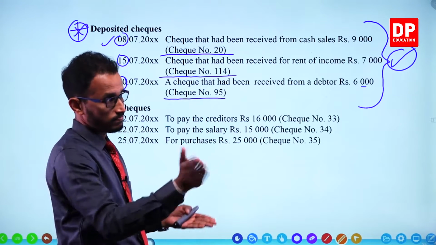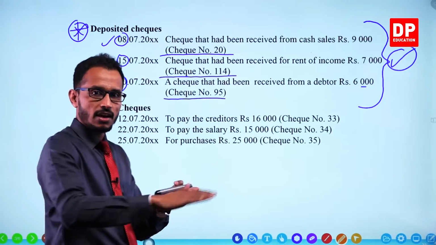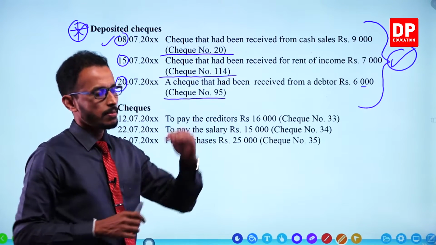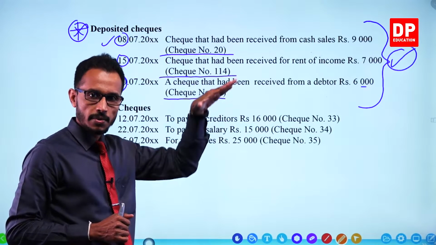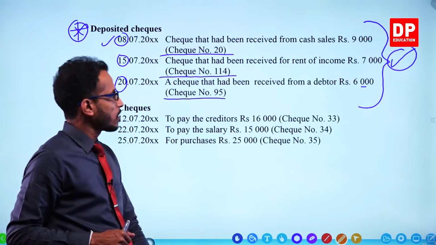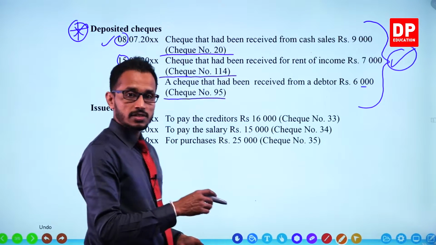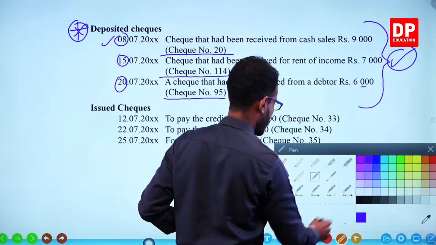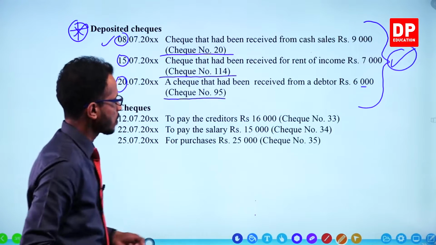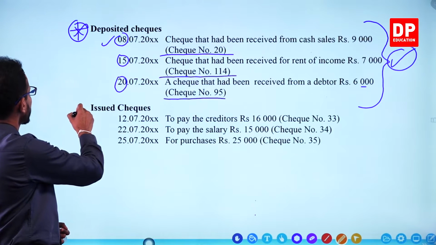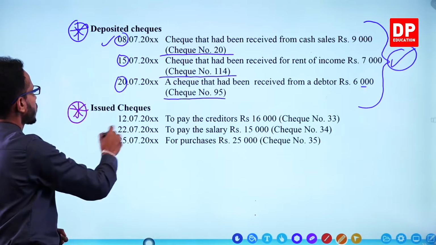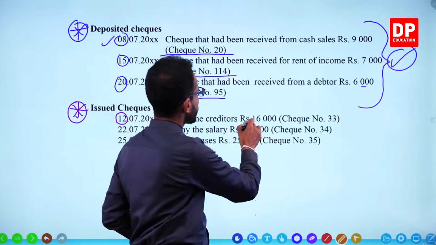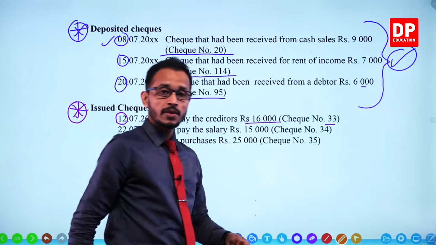So customers get our checks, they go to our bank, they get the money, they encash the checks. So the bank balance decreases. Okay. First issued check. Let's use another color. First issued check: 12th, we have issued a check to pay a creditor, 16,000, check number 33.